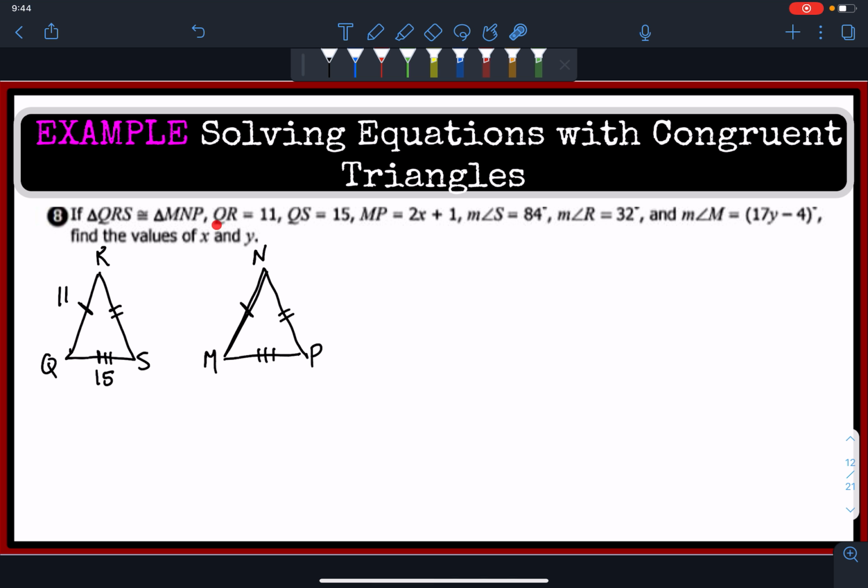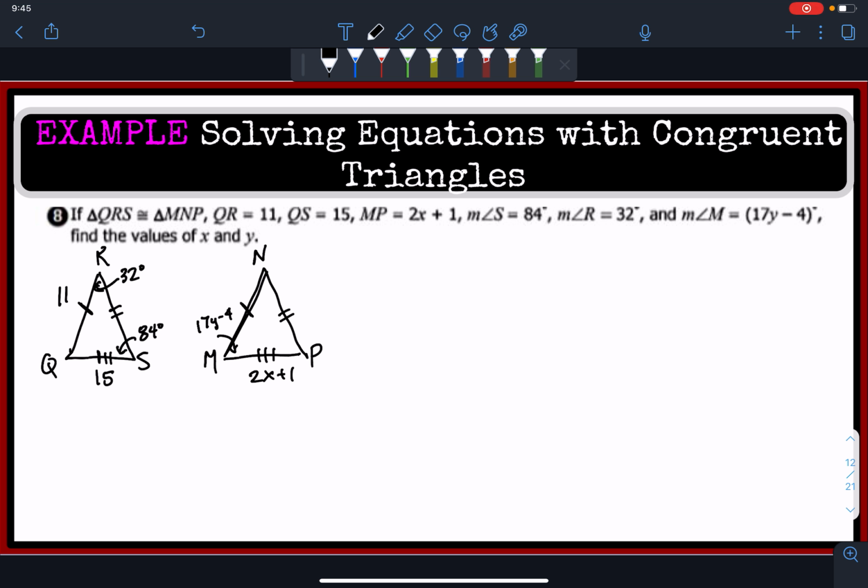We're told that QR is 11, QS is 15, indicated as that. MP is 2x plus 1. Angle S is 84 degrees, so this angle right there is 84 degrees. Angle R is 32, so angle R is 32. And angle M is 17y minus 4. So that angle right there is 17y minus 4.